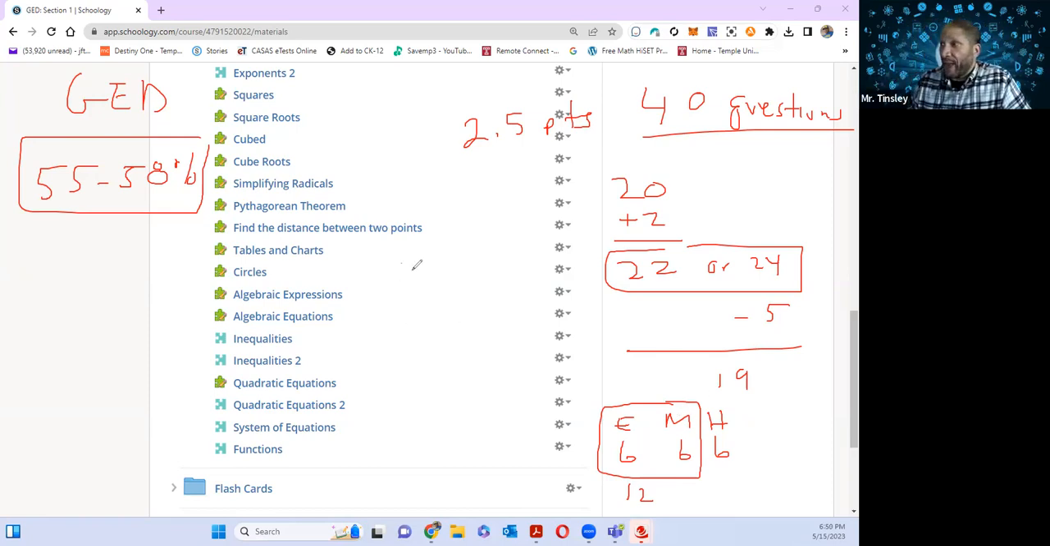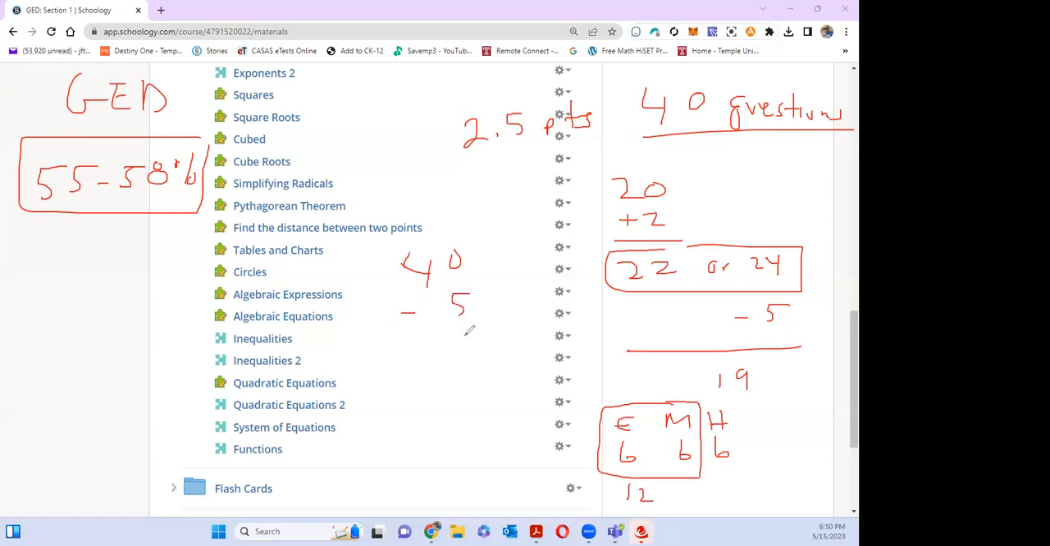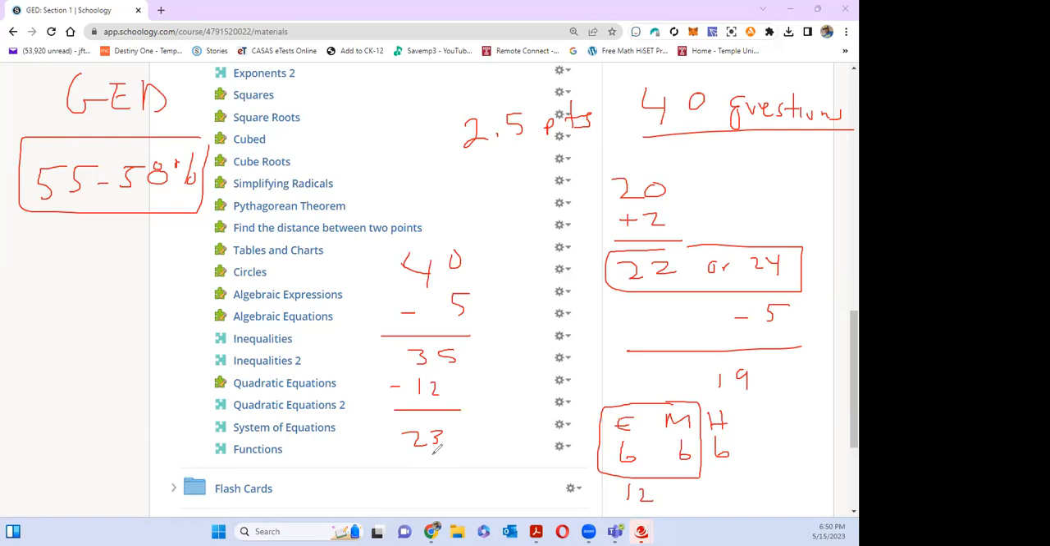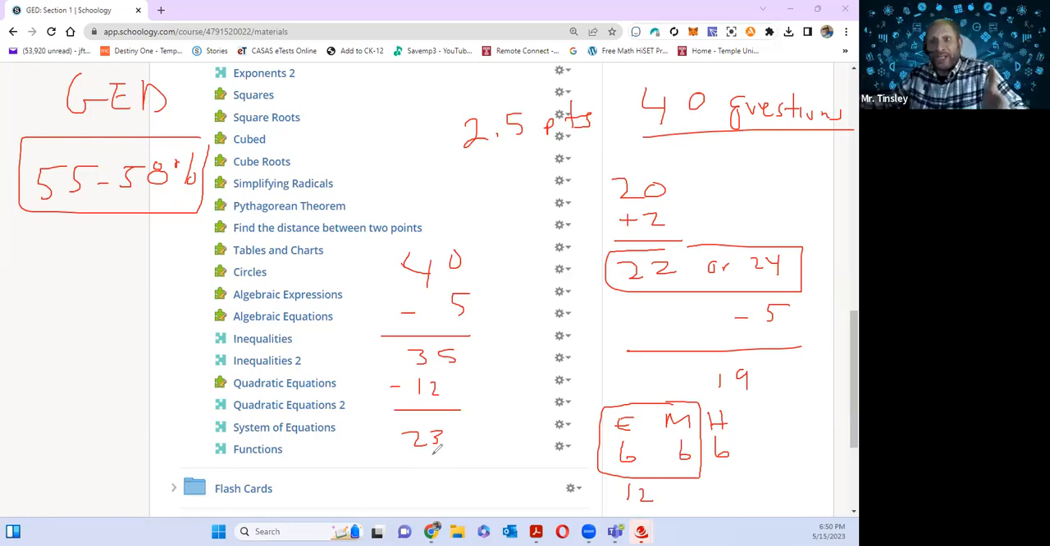Now let's do the math. Let's say 40 questions. So 40 minus the first 5, it's 35 questions left. Take away that 12 that you got right for the easy and medium. That's 23 questions left. We said 24, so that's 7 more questions out of the last 23 questions. You only need 7 more questions correct out of the last 23 questions.